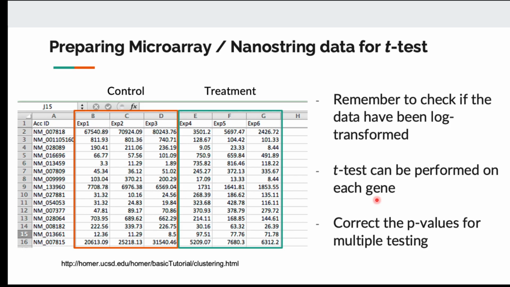And then after doing t-test, we need to correct for multiple tests because we perform as many tests as the number of genes. For each gene, we perform one t-test between control condition and the treatment condition. So we need to be careful of two things: which t-test to use and which method to correct the p-value.